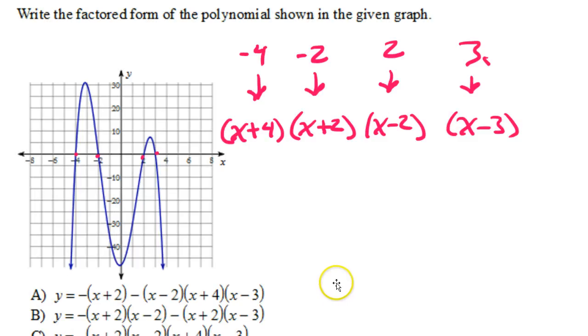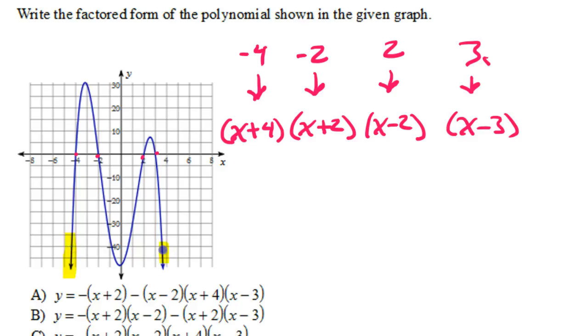So let's see what we have. Well, this is simple. Straight through, straight through, straight through, straight through. There's no curve, wave, bounce. Nothing interesting is happening. So these four factors will just be the way they are. Only thing we have to watch out for is sometimes we need a negative sign in front. So maybe this is one of those times. End behavior will tell us the story.